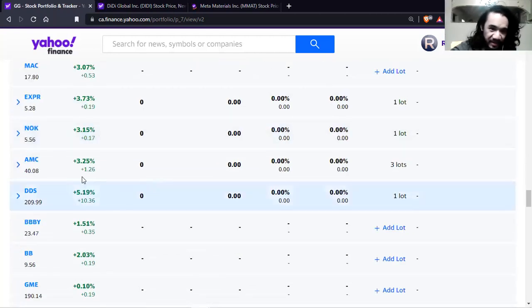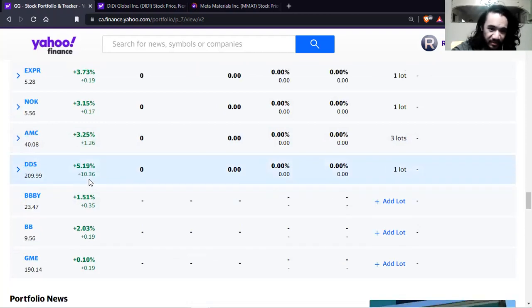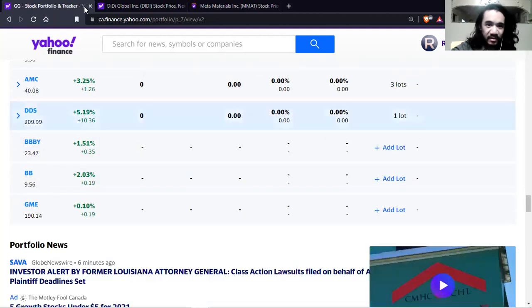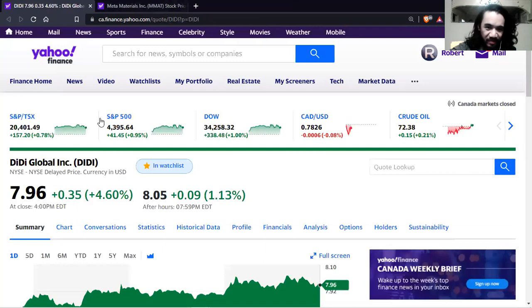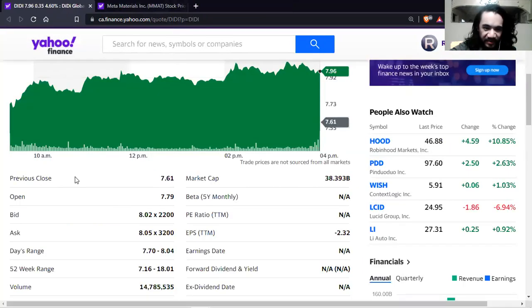And then AMC is up to 40.08. And GameStop is also up just a little bit at 190. So let's take a closer look at DD. Not due diligence or deep dive, but the company DD. And they're up as well after hours too. So the 52-week range, we're looking at $7.16 to $18.01.